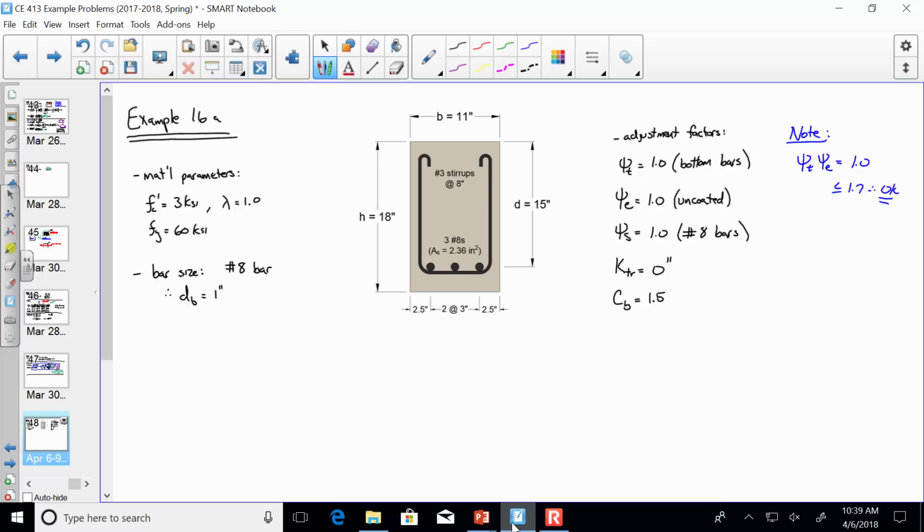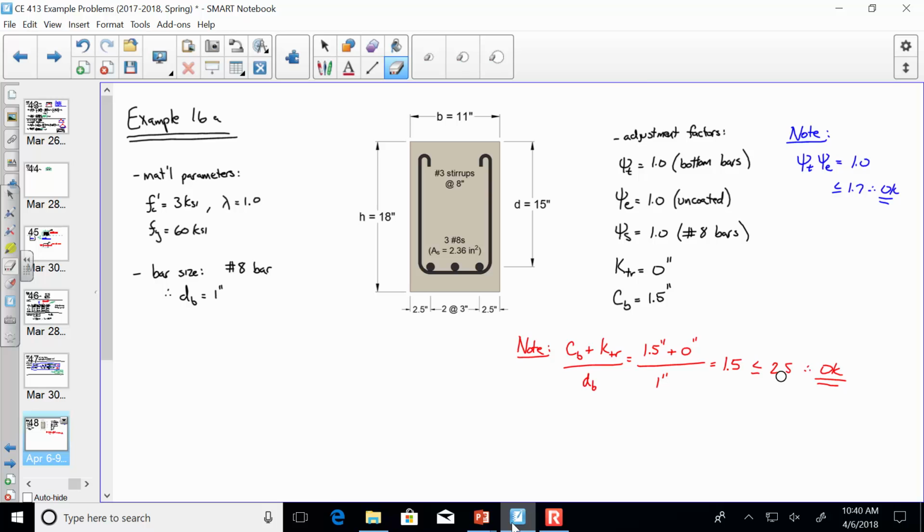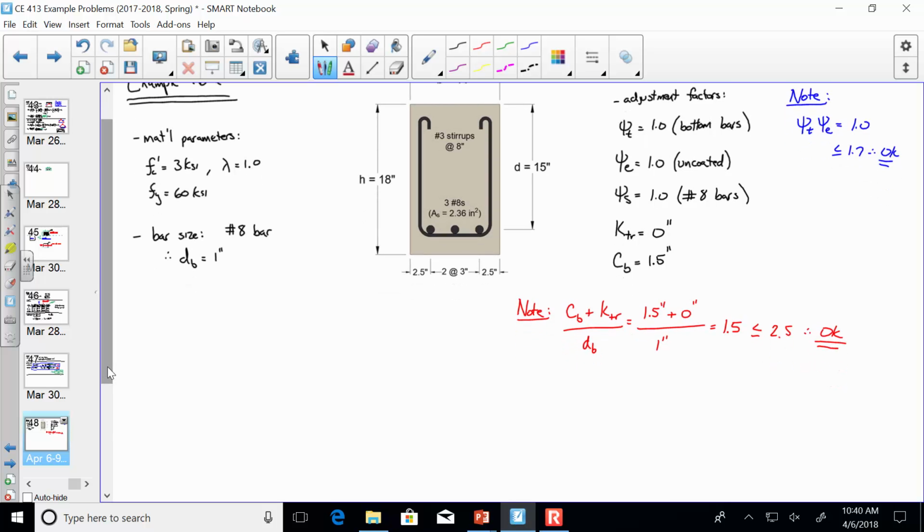All right. So the only thing that we have to do in order to investigate this is one more check. Note, what is CB plus KTR over dB? Well, sorry, CB is 1.5 inches. So it's 1.5 inches plus 0 inches divided by 1 inch, and what is that? 1.5. That ratio has to be capped off at 2.5, so that's okay. If it was bigger, we would just use 2.5. Is everybody okay with that?